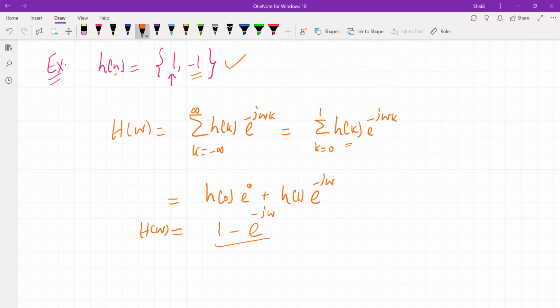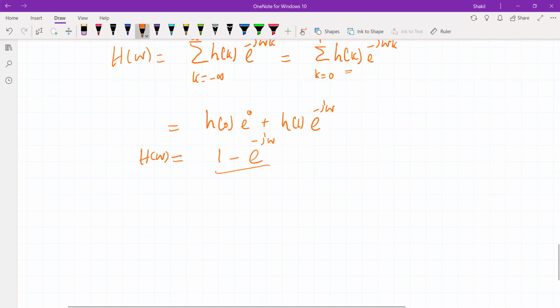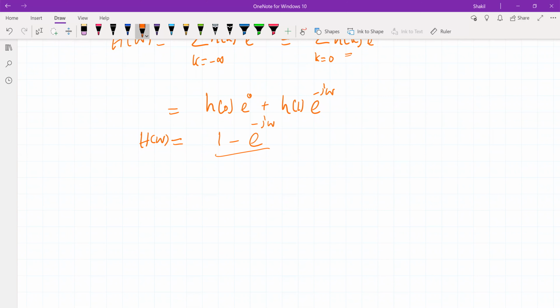Now you can see this is not a function of time. Now let's change this, do some manipulation of this expression.